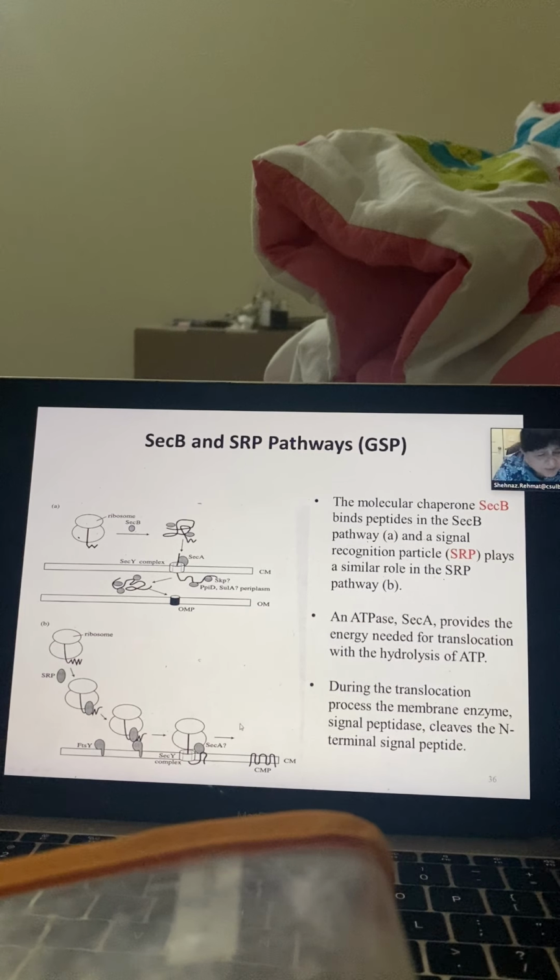You can see that this mechanism cannot be used for outer membrane proteins because the ribosomes will not be found in the periplasmic space. So most of the cytoplasmic membrane proteins may be transported and translocated by this SRP mechanism, whilst the outer membrane proteins will be embedded in the outer membrane using the SEC-B mechanism.